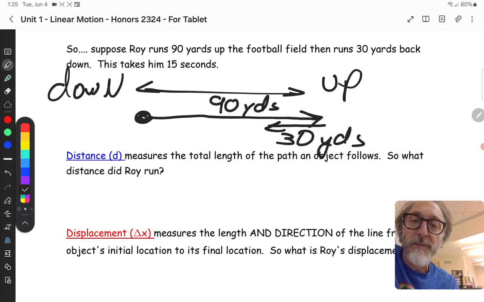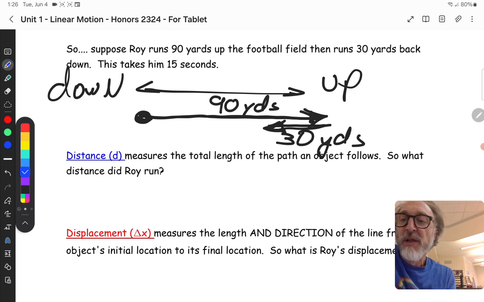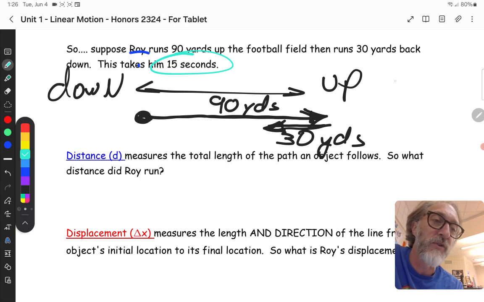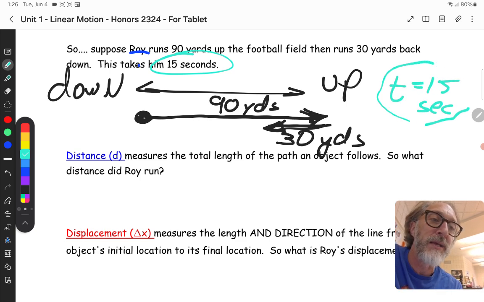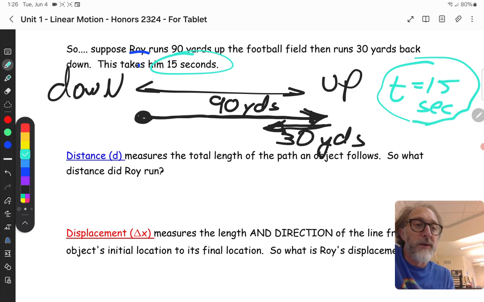I find that making a drawing that represents the path that the object followed is often useful. All right, so what we're going to do now is we're going to calculate the distance that our dude Roy here just ran. Oh, notice, by the way, the whole trip took him 15 seconds. So let's make a note. T equals 15 seconds. That may be useful later on.